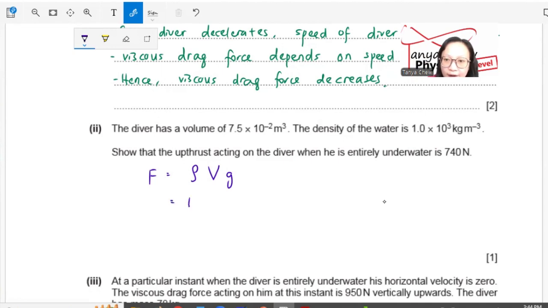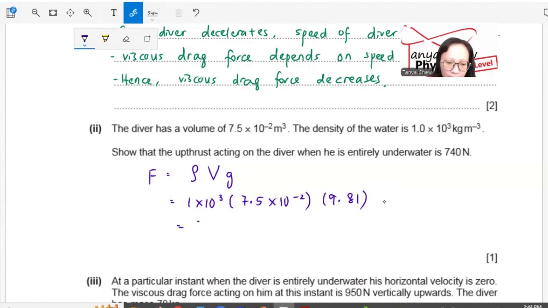So I just sub in the value, 1 times 10 to the power of 3. This is 7.5 times 10 to the power negative 2, and g is 9.81. And whenever a question asks you to show something, you cannot just copy the answer. You cannot just write your final answer as 740 Newton. You have to use your calculator and show the intermediate answer that you got from the calculator.